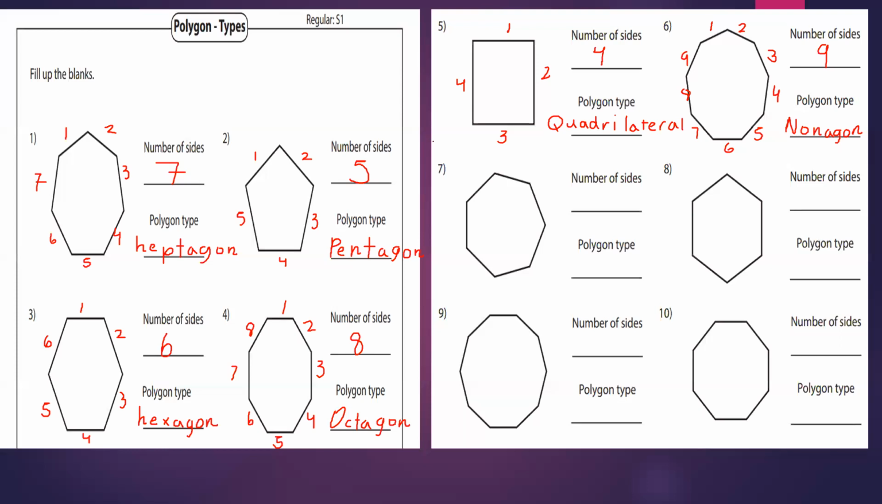Did you hear that? Yes, I heard that. So it's going to be 7. This is 1, 2, 3, 4, 5, 6, and 7. So the number of sides is 7, and the polygon type is heptagon. I got a good one.